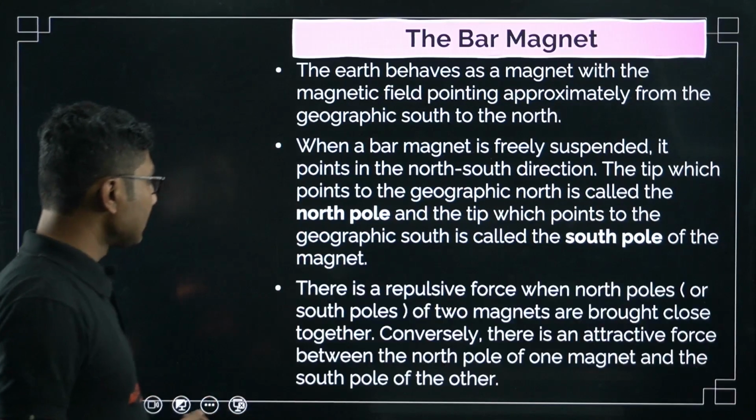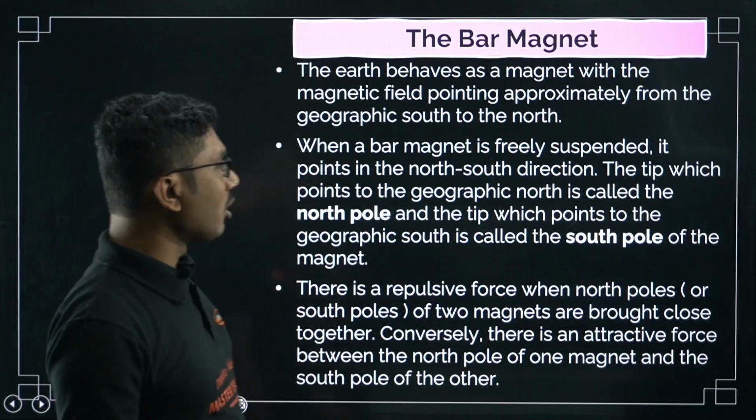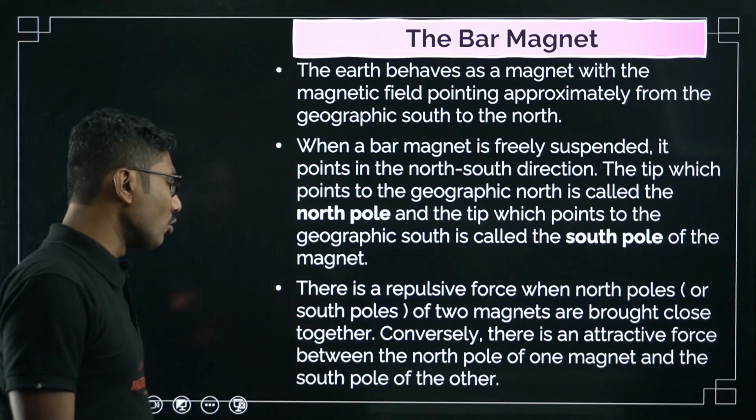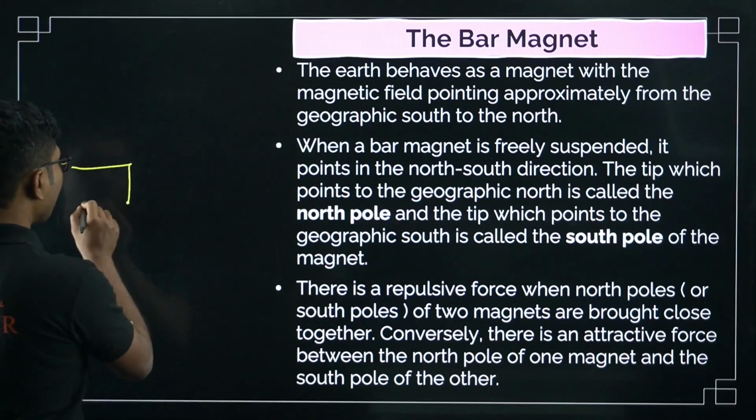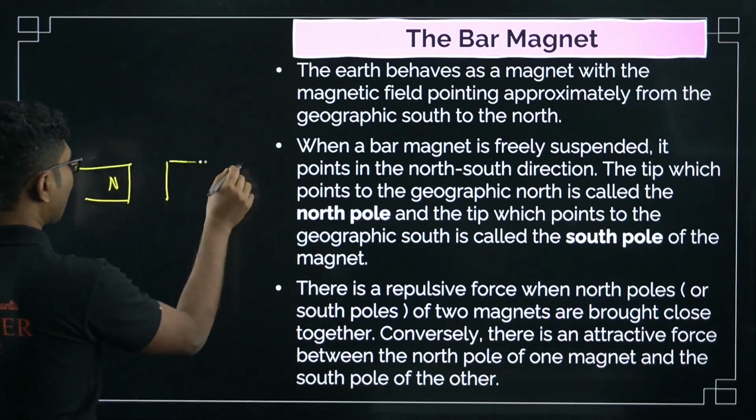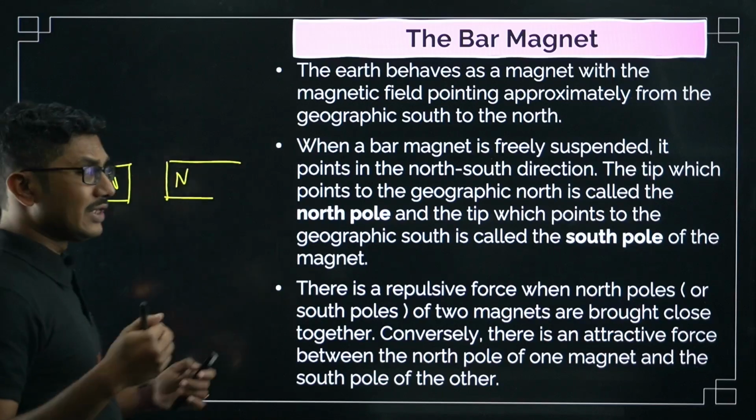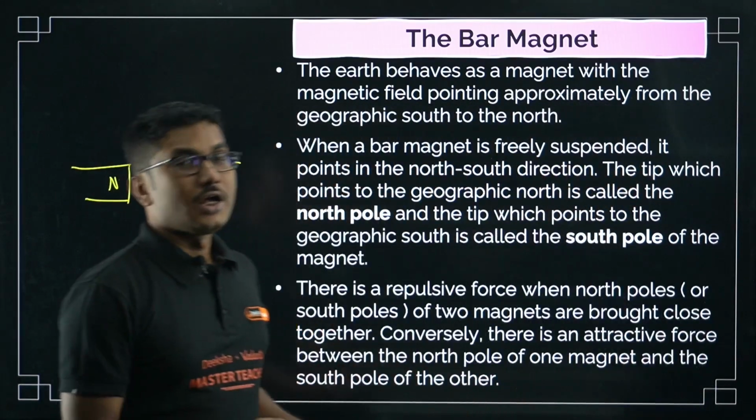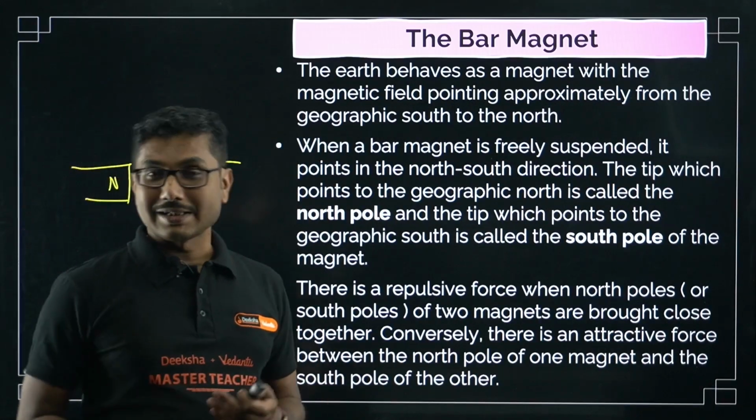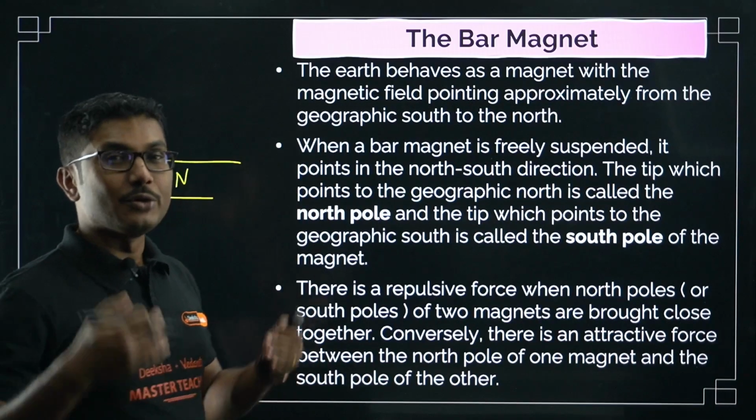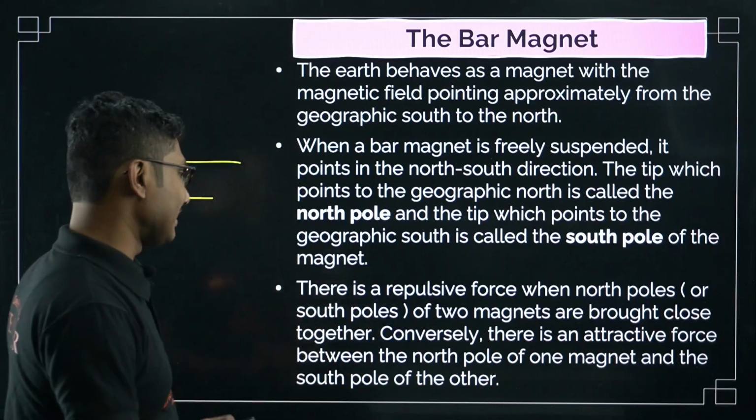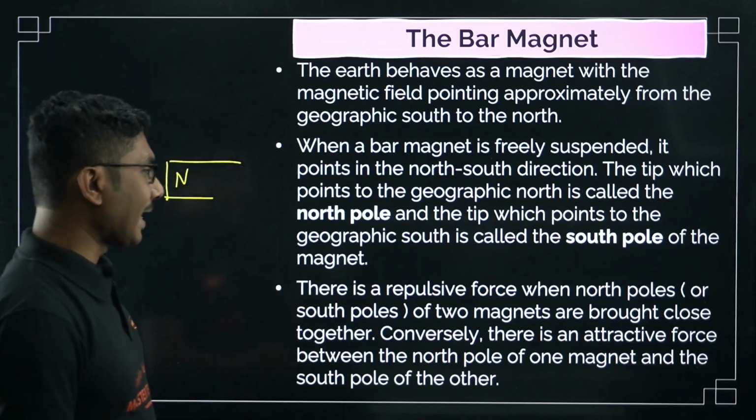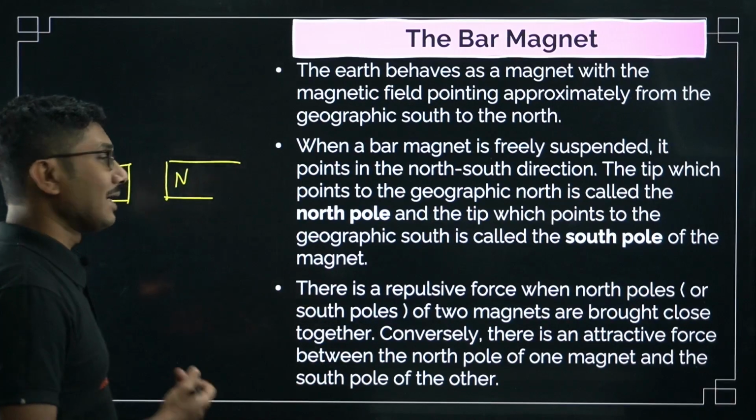Now what else? There is a repulsive force when 2 north poles or 2 south poles of 2 different magnets are brought close together. So if you have a north pole from one magnet and another north pole from another magnet and you bring them together, they will feel a force of repulsion, same as charges. Similar charges repel and unlike charges attract. Similarly here, like poles repel, unlike poles attract each other. Conversely, there is an attractive force between the north pole of a magnet and the south pole of the other, similar to that of charges.